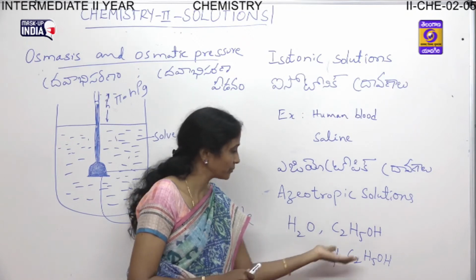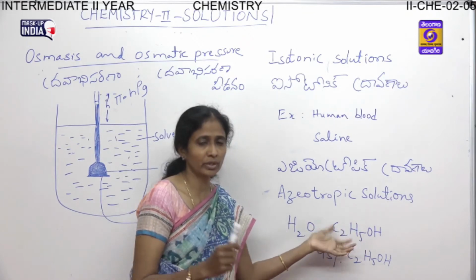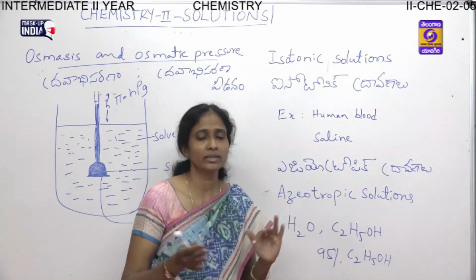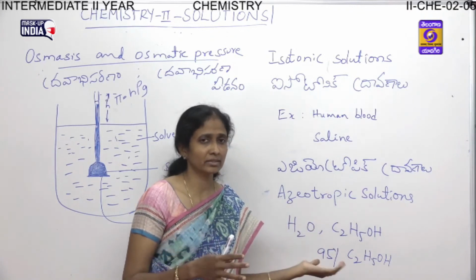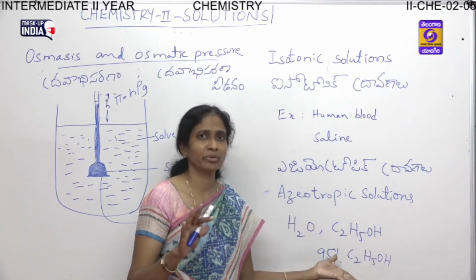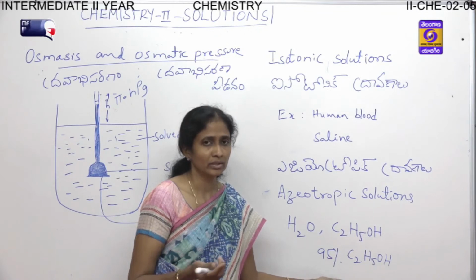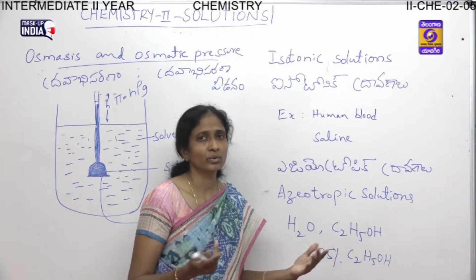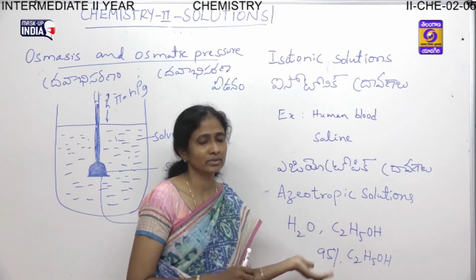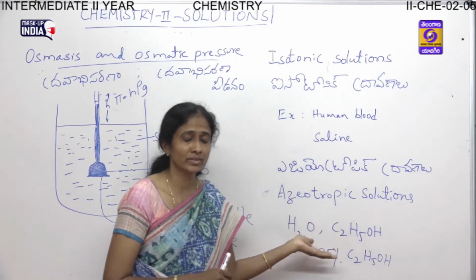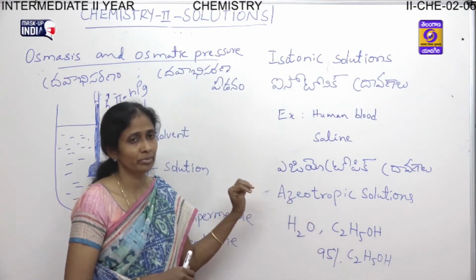For example, when water and ethyl alcohol mix together, it converts into a 95% ethyl alcohol solution. There is no water at all. Such solutions can be called azeotropic solutions.